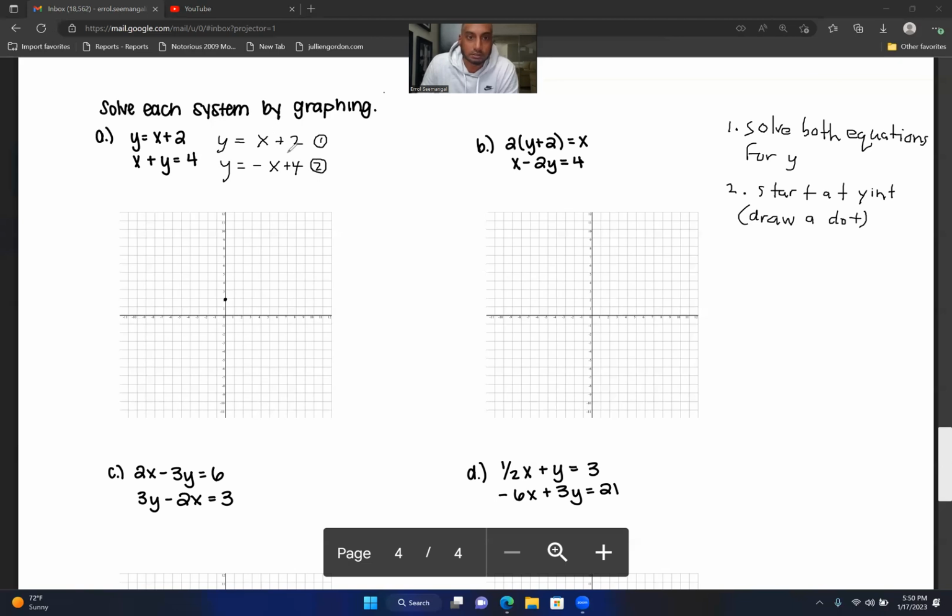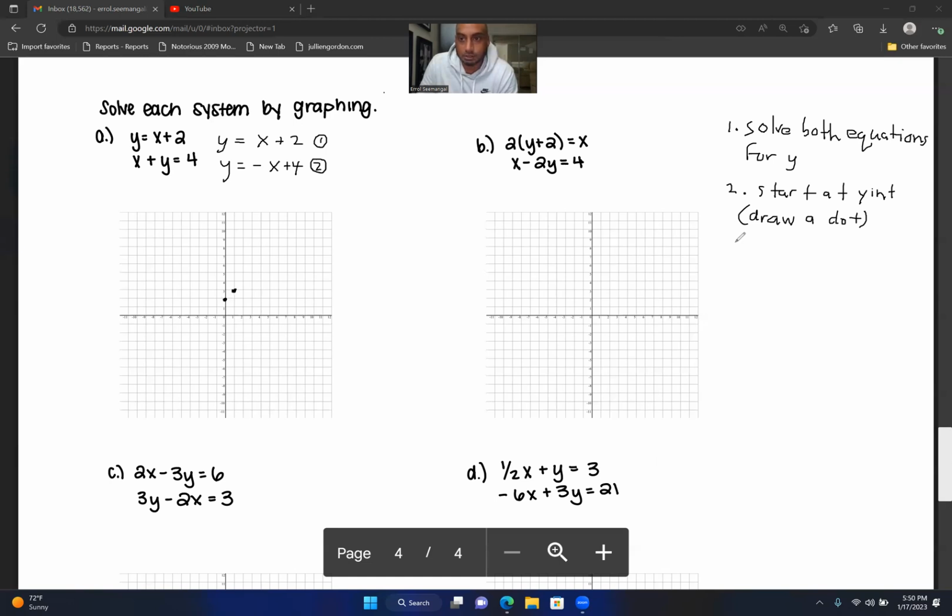So what's the slope on equation one? It's just 1. The slope is just one. So how much do we rise? How much do we run? Rise 1, run 1. There you go. From this point, up one, to the right one. That's your second dot.